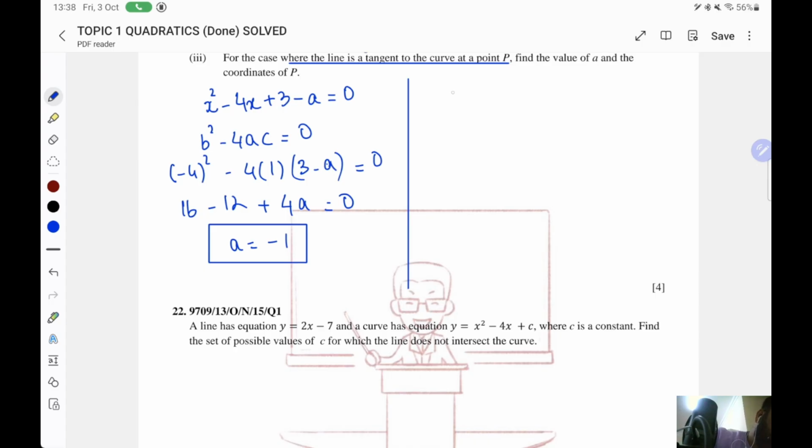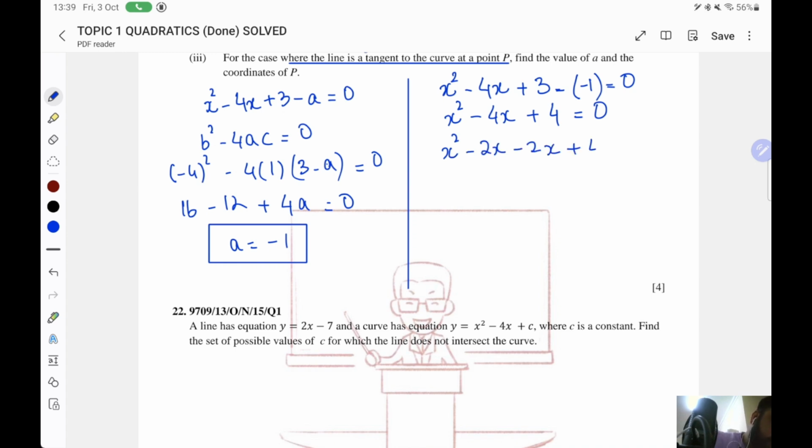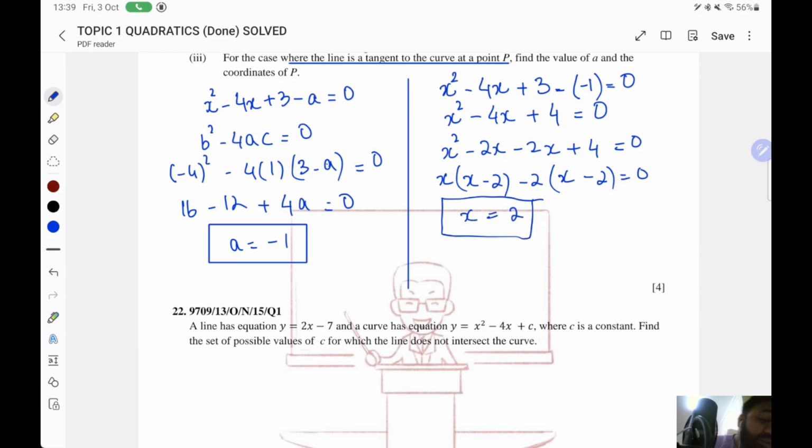So this is the equation we have. We'll repeat the same process as we did in the previous part, but instead of 8 we are going to substitute a as minus 1. So it's x squared minus 4x plus 4 equal to 0. So the two factors will be x minus 2 and x minus 2. So the x coordinate where the line and the curve meet is 2. This is the x coordinate of P.